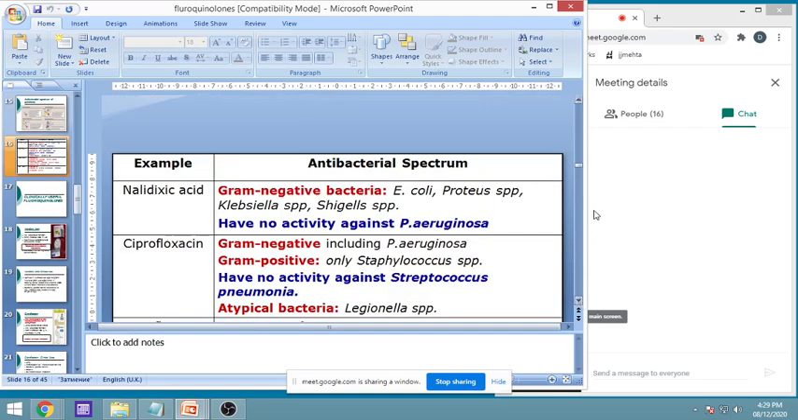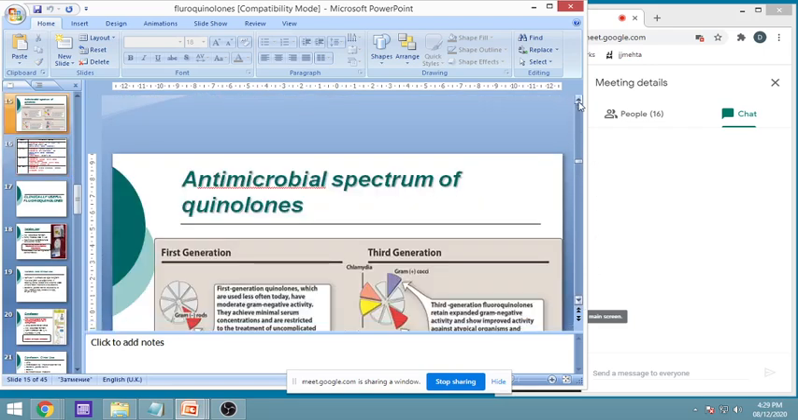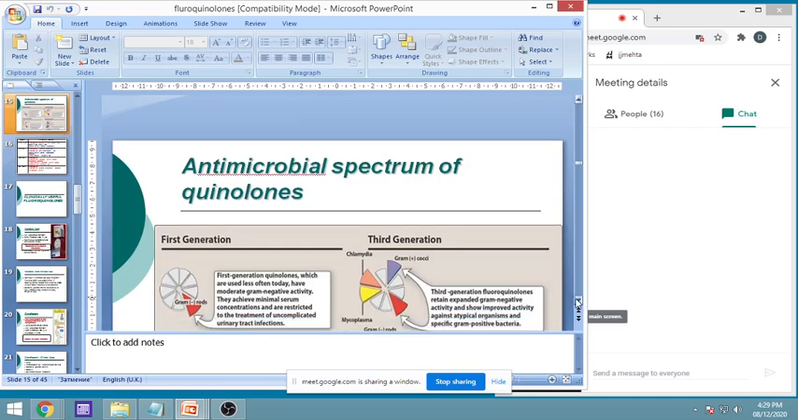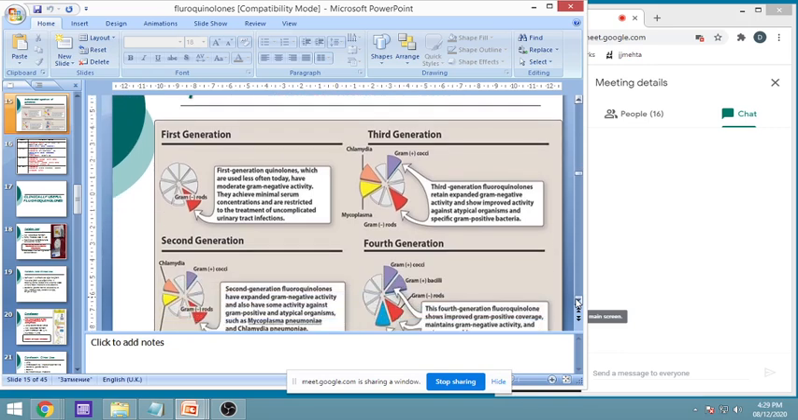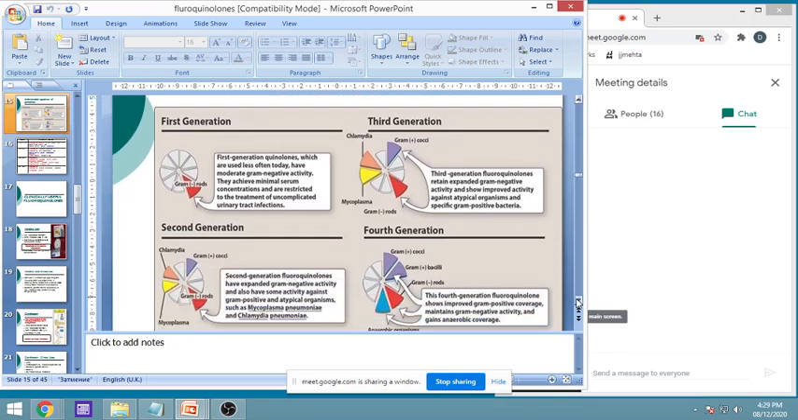The second generations are still used. I told you norfloxacin, ciprofloxacin, ofloxacin, etc. These are the second generation. They have expanded gram-negative activity and also have gram-positive activity, and activity against atypical organisms like mycoplasma or chlamydia. So you will see that they have more action against gram-negative and some action against gram-positive.